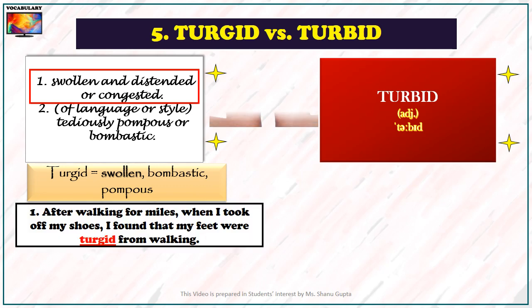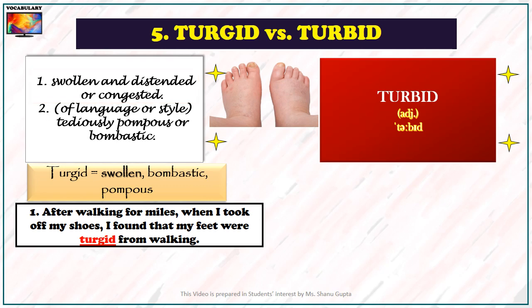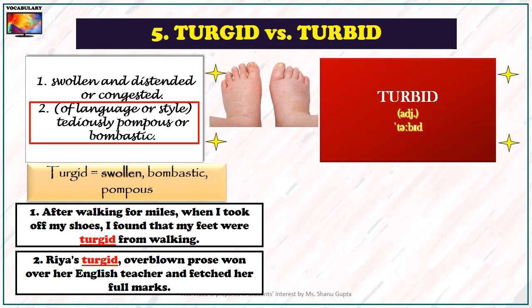So, for instance, I can say that after walking for miles, when I took off my shoes, I found that my feet were turgid, which means swollen from walking. But we can also extend the use of turgid to someone's speech, which appears to be swollen or unnecessarily lofty and bombastic in style, one that uses complex words, ideas, or prose. For example, Ria's turgid, overblown prose won over her English teacher and fetched her full marks.